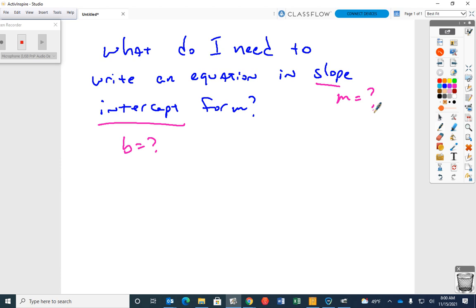If I said slope equals 3/4 and b equals -2, do you have enough now to write an equation in slope-intercept form? Yeah. And what would this be? Y equals 3/4 x minus 2, right? So all you needed was the slope and the y-intercept, right?